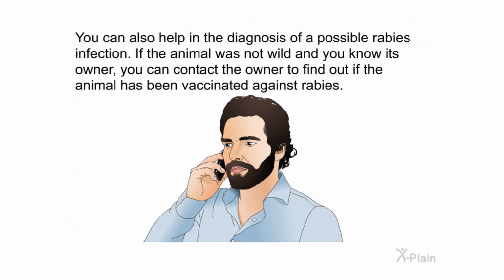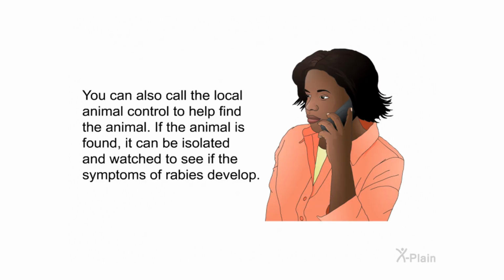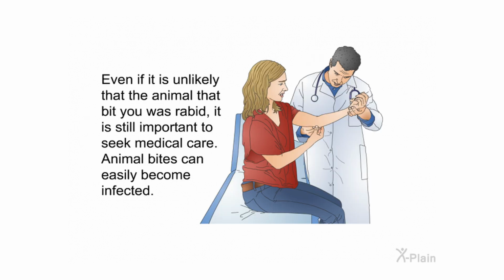If the animal was not wild and you know its owner, you can contact the owner to find out if the animal has been vaccinated against rabies. You can also call the local animal control to help find the animal. If the animal is found, it can be isolated and watched to see if the symptoms of rabies develop. Even if it is unlikely that the animal that bit you was rabid, it is still important to seek medical care. Animal bites can easily become infected.